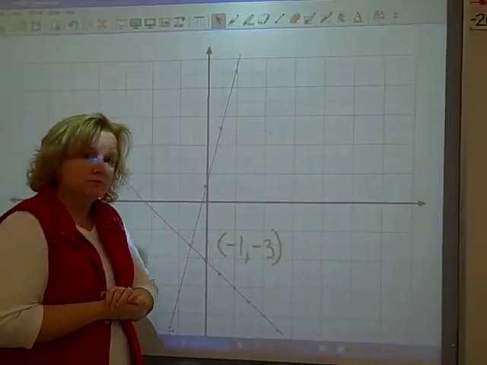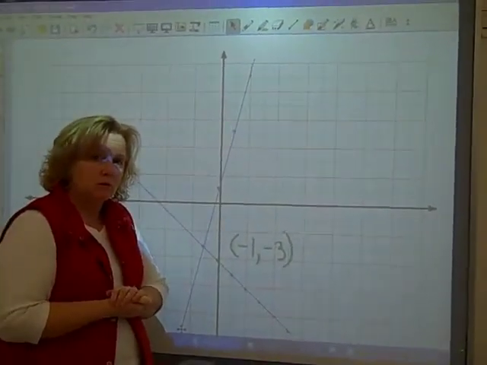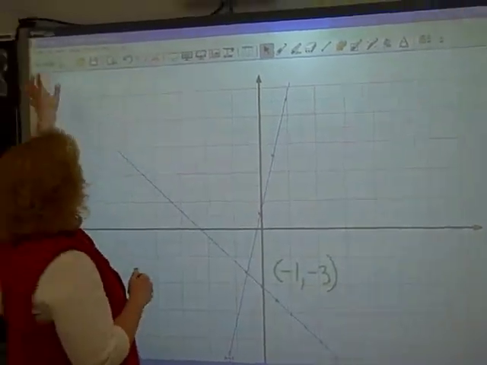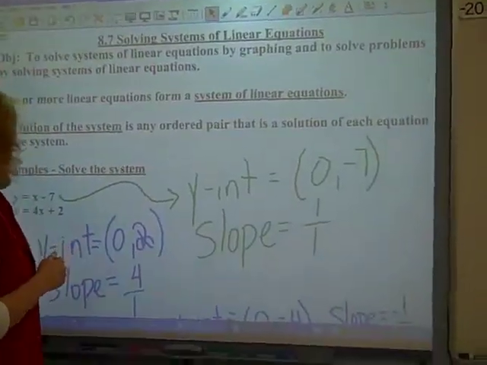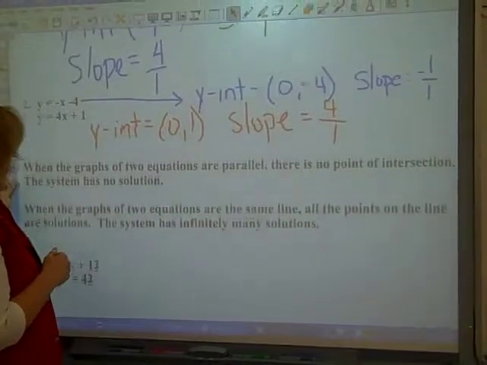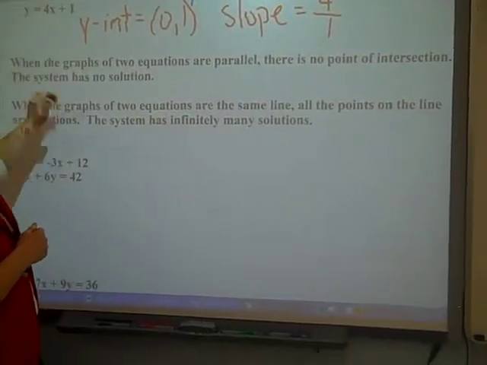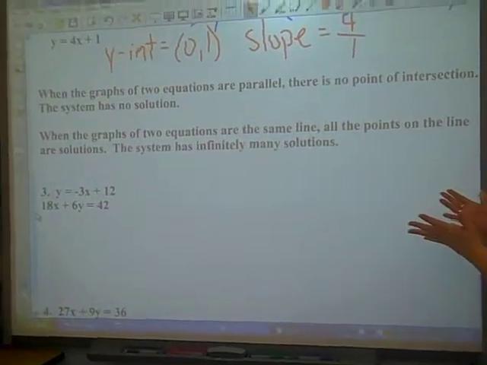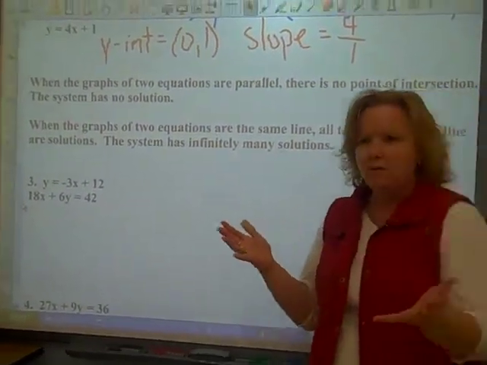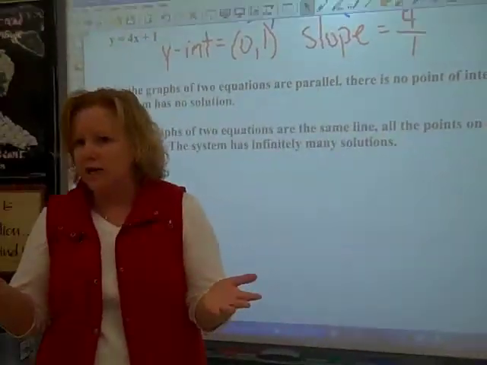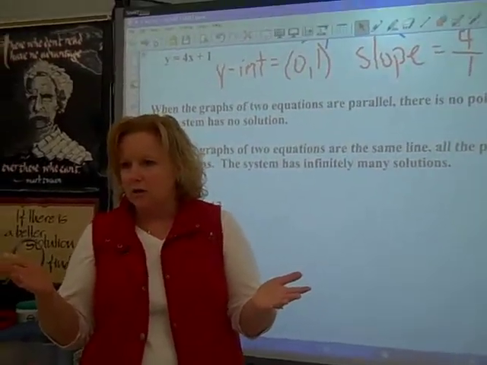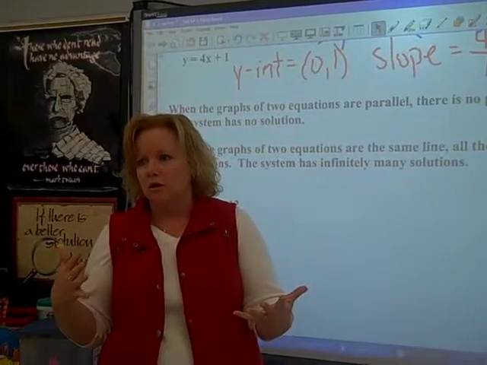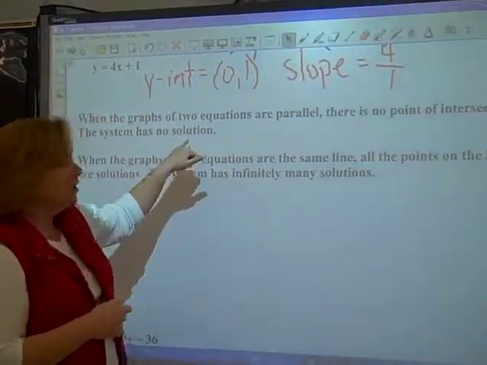Charlie, question? On the first one, would it have been negative and -3 then? Yes. My graphs just didn't come out nice. Yours should come out better than mine. Okay, go back to... Now, look at this. It says, when the graphs of two equations are parallel, there's no point of intersection. So wouldn't that... Think about that. Are parallel lines ever going to intersect? No. So, therefore, is there going to be a solution? No. Okay, so you're going to write no solutions.